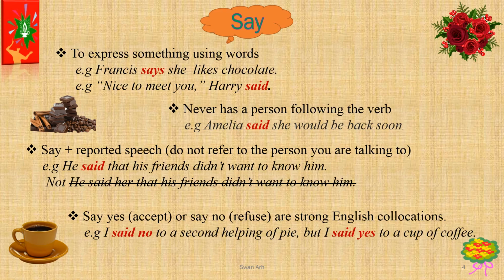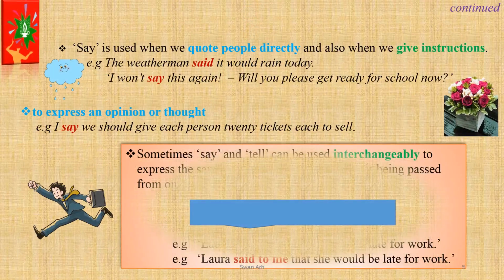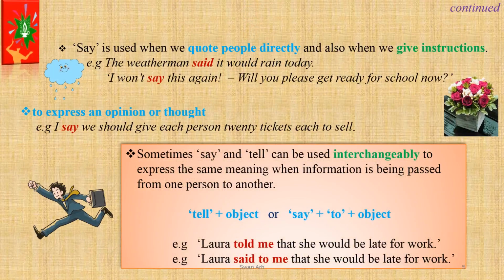Say yes means accept, and say no means refuse. They are strong English collocations. For example, I said no to a second helping of pie, but I said yes to a cup of coffee. The verb say is used when we quote people directly and also when we give instructions.